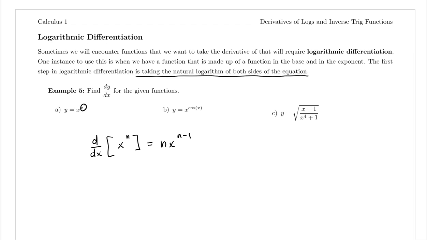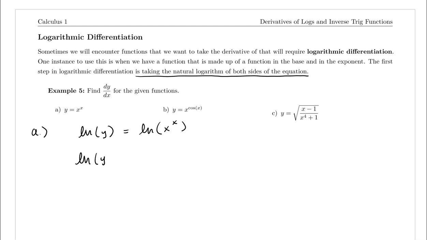We have to use logarithmic differentiation, and we want to take the natural log of both sides as our first step. So let's start off in part A by taking the natural log of both sides. The whole reason that we want to take the natural log of both sides is because we can use the power rule for logarithms. Now I have the natural log of y is equal to, if I bring my power out and multiply it on the outside, x times the natural log of x on the right-hand side.